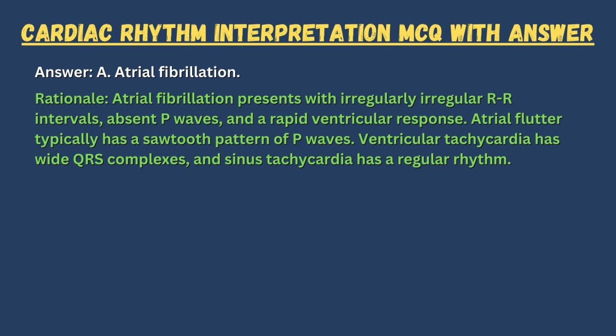Answer: A. Atrial fibrillation. Rationale: atrial fibrillation presents with irregularly irregular RR intervals, absent P waves, and a rapid ventricular response. Atrial flutter typically has a sawtooth pattern of P waves. Ventricular tachycardia has wide QRS complexes, and sinus tachycardia has a regular rhythm.